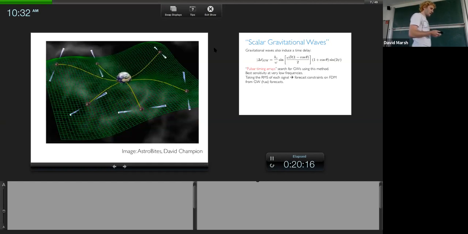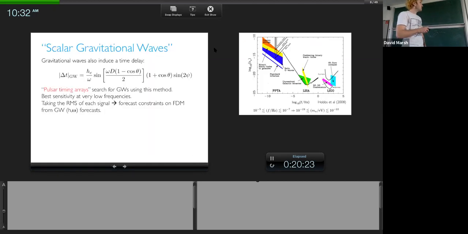This isn't a new idea for fuzzy dark matter. In fact, it's a common way. It has been proposed for a long time, hasn't been done yet, as a way to detect gravitational waves. So gravitational waves also involve fluctuations of the metric, but they're tensor fluctuations rather than scalar fluctuations. But the gravitational waves also induce time delays into pulsars.